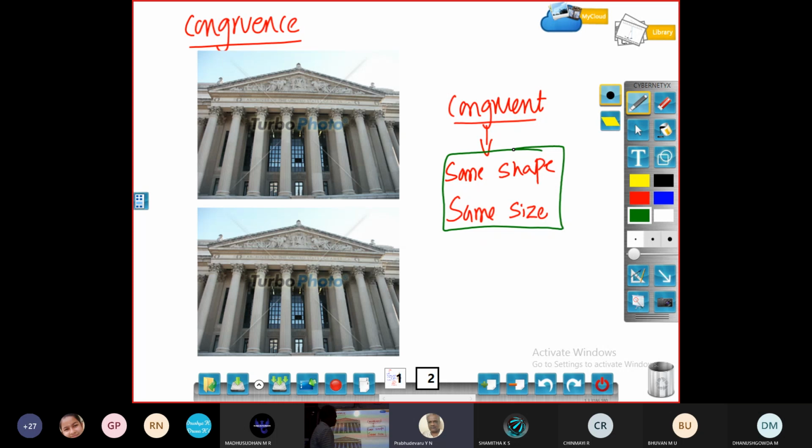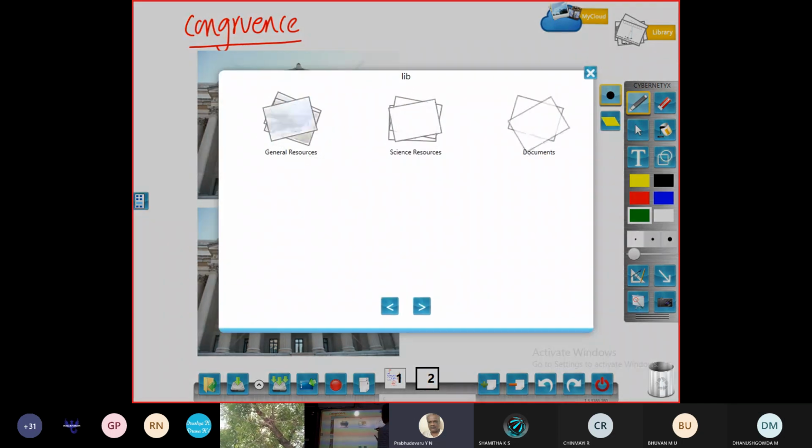Suppose I take another diagram, or if I reduce the size of this diagram, then they will not be congruent. I will take two figures, one more diagram I will take.